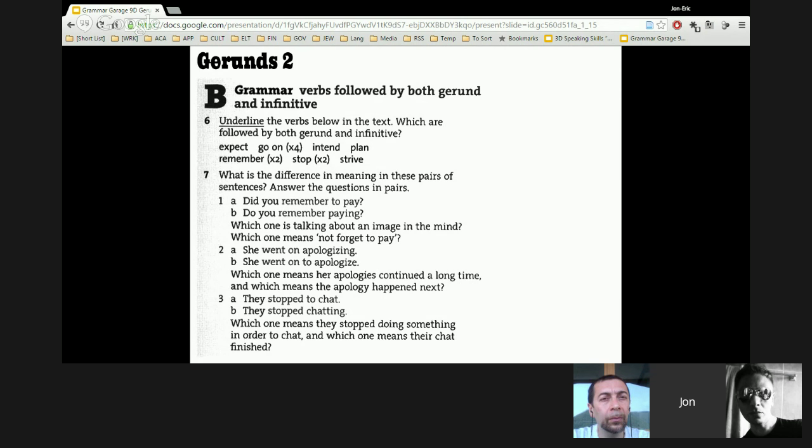Go on will be in 4 different locations. Remember will be in 2 different locations. Stop will be in 2 different locations. Expect, intend, plan, strive are all used once. How about I give you 2 minutes to see if you can categorize these? Go back and find the examples. Give you 2 minutes to skim through the article again. Does that sound okay, Max? Okay, sounds good. Your 2 minutes begins right now.